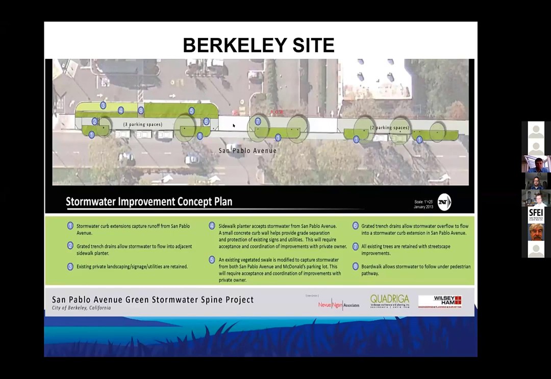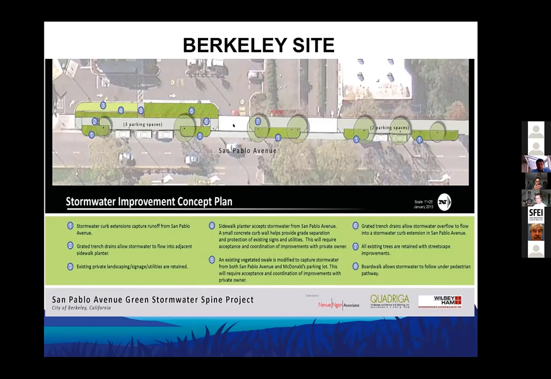Especially if it's a standalone project to install water quality-based retrofits into an existing space. I'm managing a project called the San Pablo Avenue Green Stormwater Spine, which started way back in 2012. It has multiple grants that have been funding it from design all the way through implementation. It was envisioned as seven projects in seven cities to treat 7 acres. Over time, that has evolved to treating 6 acres with 4 sites, and they should hopefully be completed by Christmas.